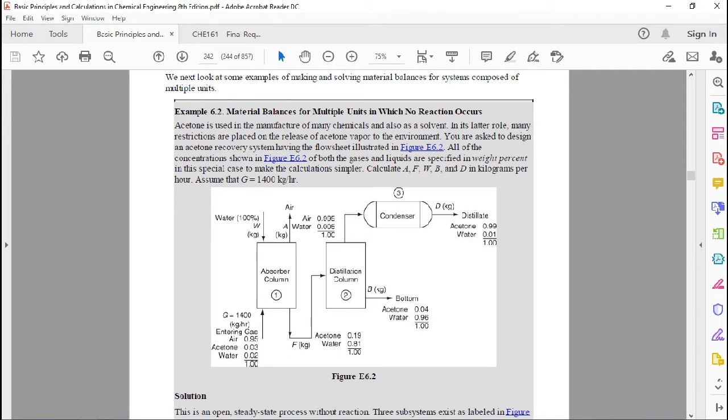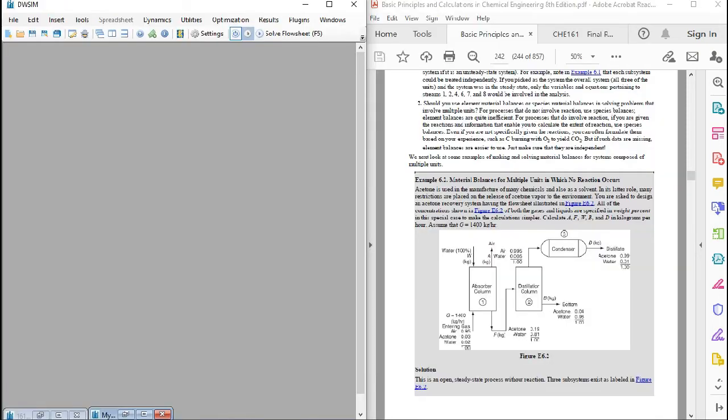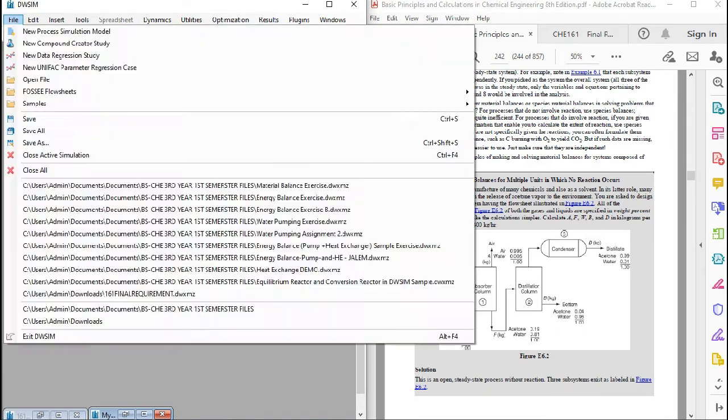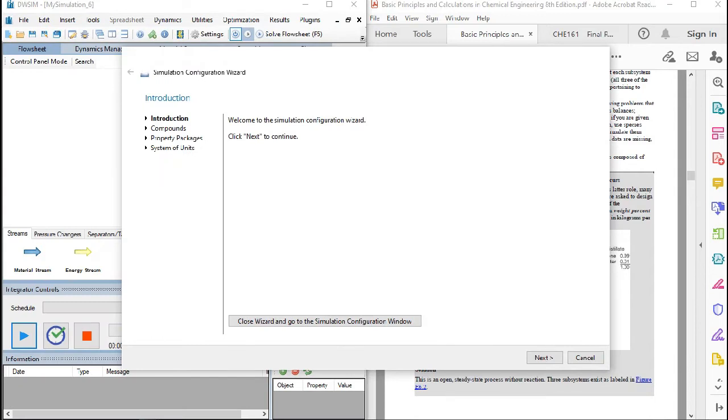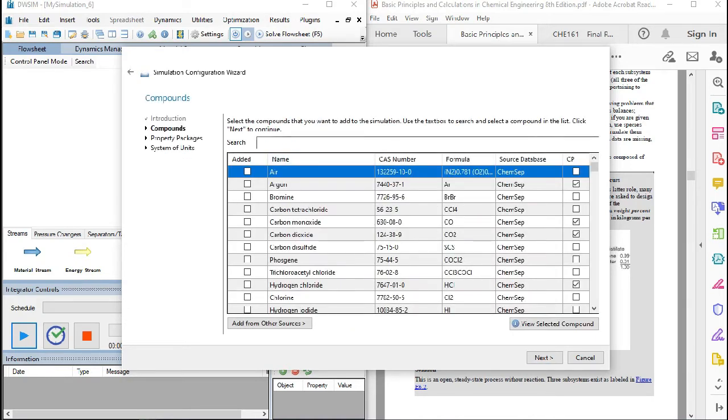So we will now go to our DWSIM application and simulate this example 6.2 problem. We go over to our file and create a new process simulation model. As you can see, this is our introduction, what pops up the moment we open the DWSIM application. I've already opened it earlier. So we click next and we now choose the compounds that we will be using for our problem.